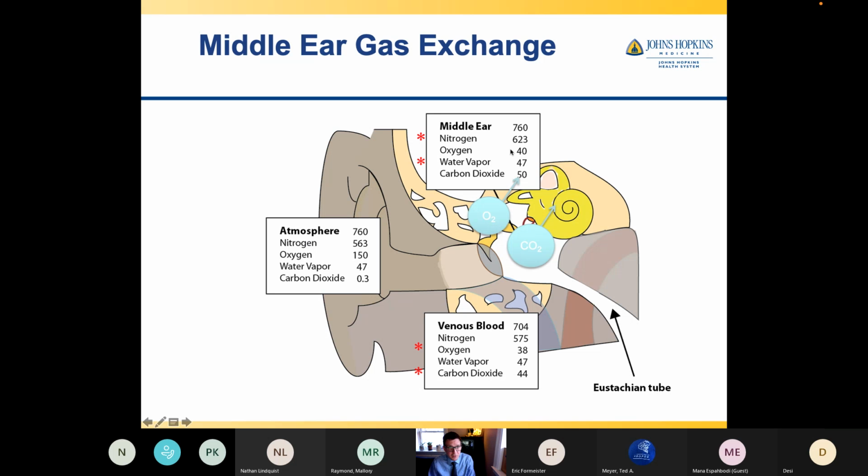And it's not a big difference. Oxygen is not that much greater than in venous blood. CO2 is not that much greater either. The biggest difference is because of nitrogen between the two, and nitrogen diffuses a lot more slowly. So nitrogen is the biggest gas, but it slowly diffuses over time.